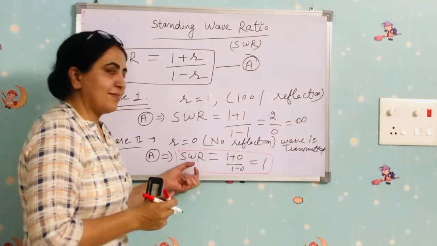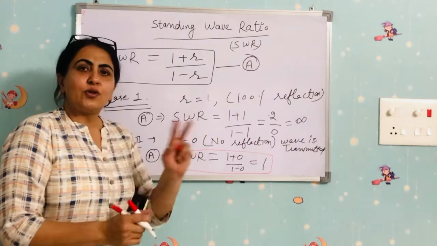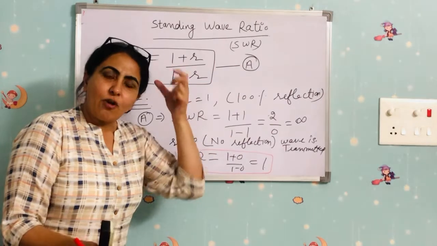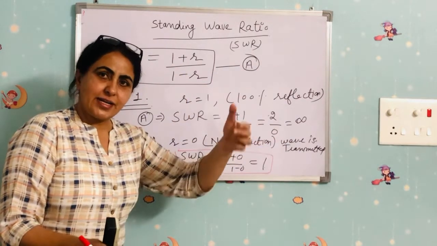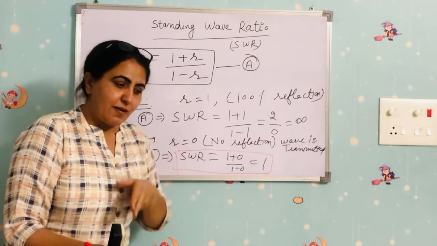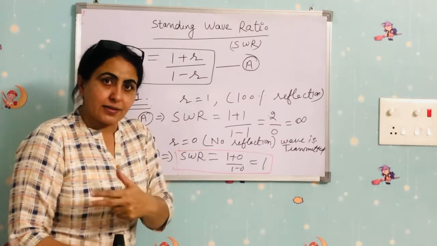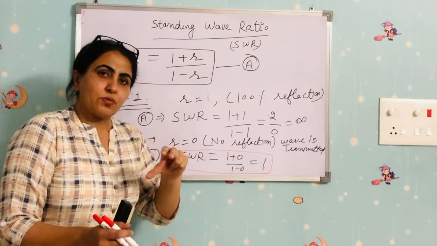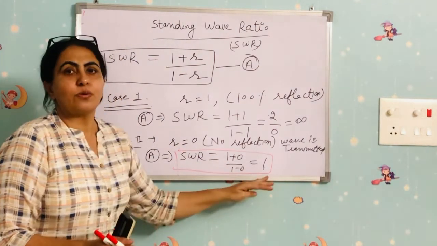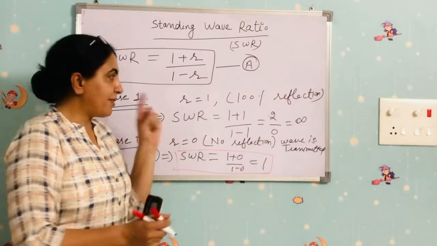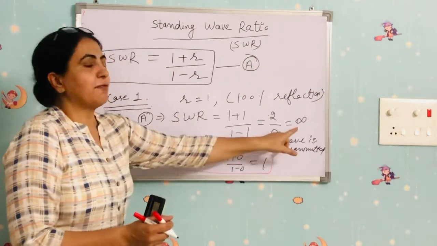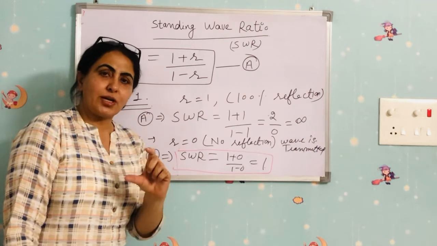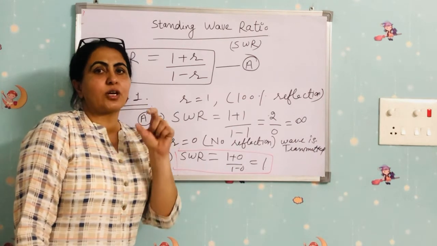It means in this case no standing wave is formed because there is no reflection. A standing wave is always formed when a wave is incident and reflected back. Then these two waves superimpose. But here there is no reflection, so no standing wave. And when there is 100% reflection, the standing wave ratio is infinite. So this is all about standing wave ratio. This is very important. Sometimes it is asked in short answer type questions.